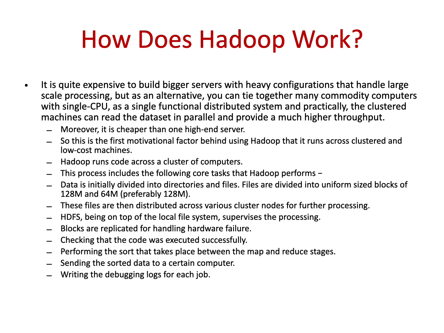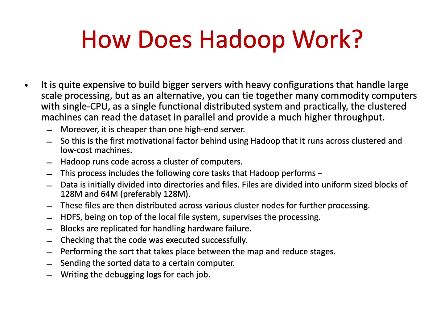First, data is initially divided into directories and files, and files are divided into uniform size blocks of 128 MB or 64 MB. These files are then distributed across various cluster nodes for further processing. HDFS, being on top of the local file system, supervises the processing, and the blocks are replicated for handling hardware failure. Because of this replication, fault tolerance can be achieved in Hadoop HDFS.